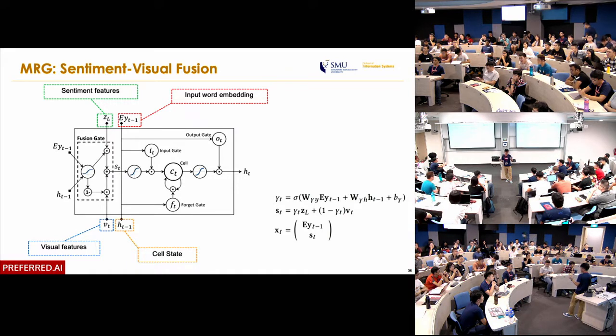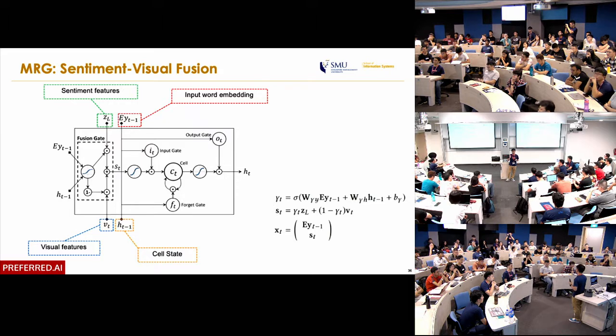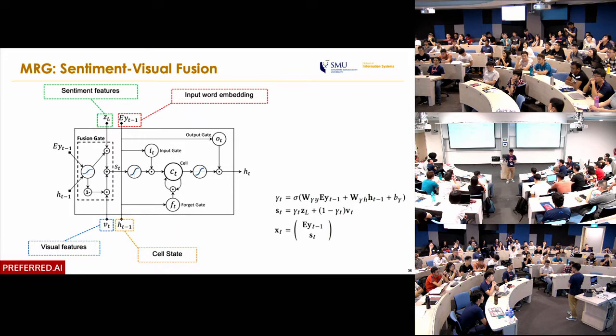Most of the time we observe that the word is either a sentiment word, or some word that actually describes the content inside the image. So we require the model to do a trade-off. You have to condition on either the visual information or the sentiment information when you generate this word. And we modify the LSTM cell a little bit.